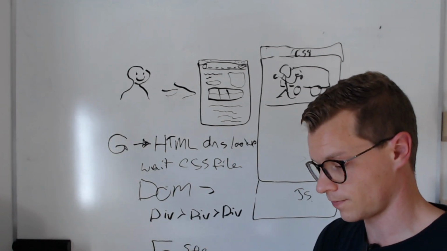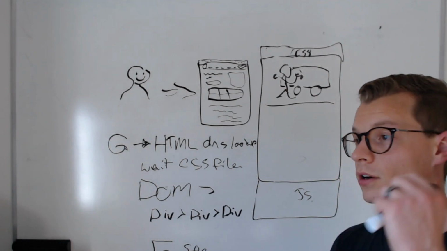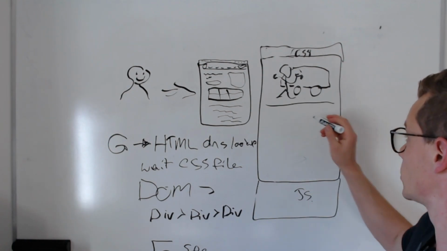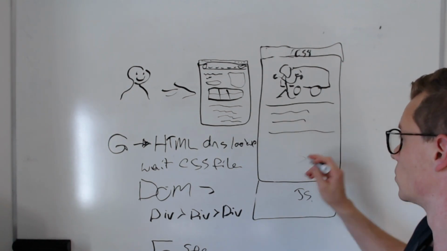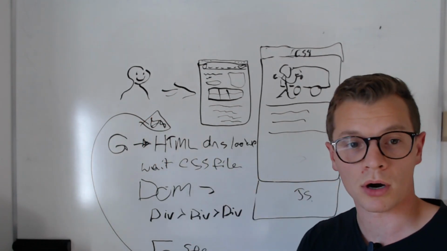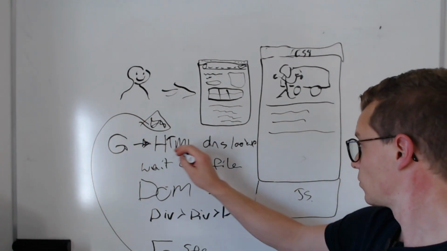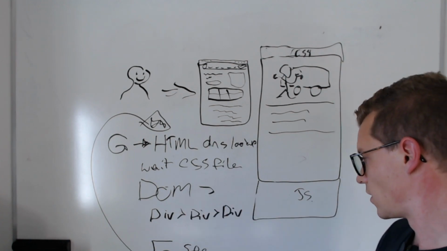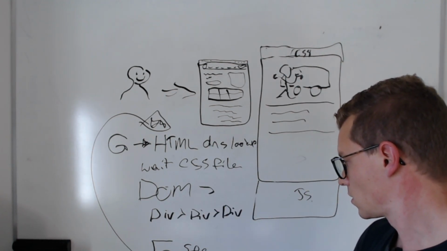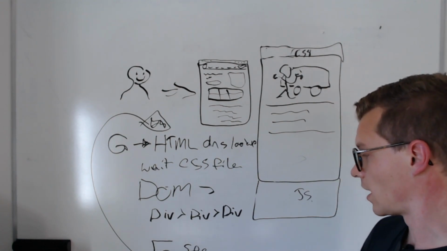And JavaScript injects, they run a script and it injects all this new HTML in here. So then Google goes back to the beginning, reparses it, goes back through this entire process again, and then finds another script of JavaScript.